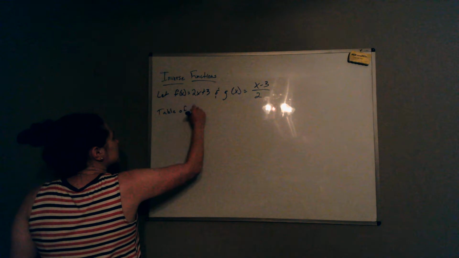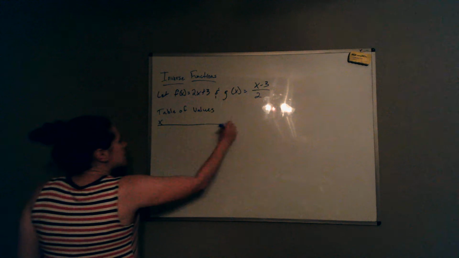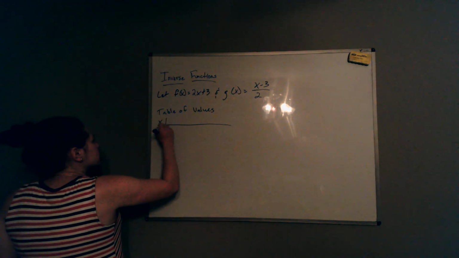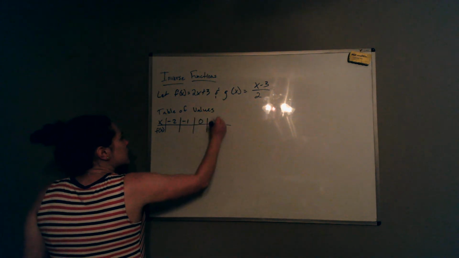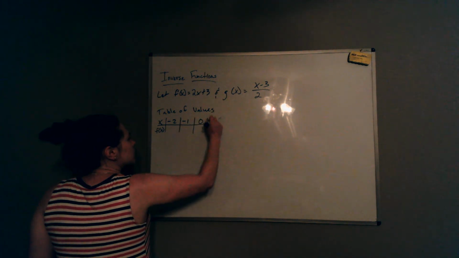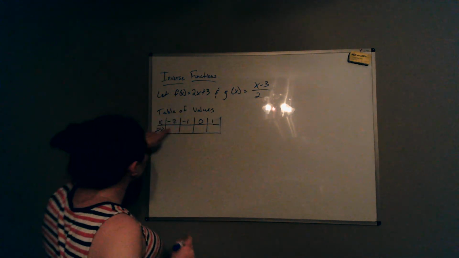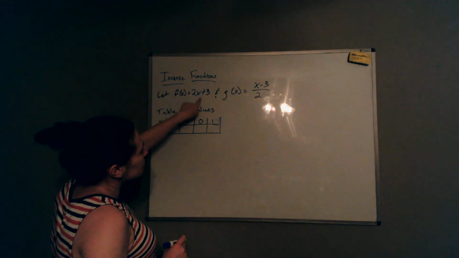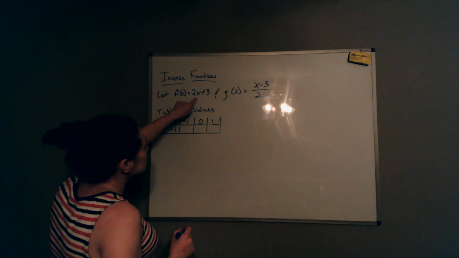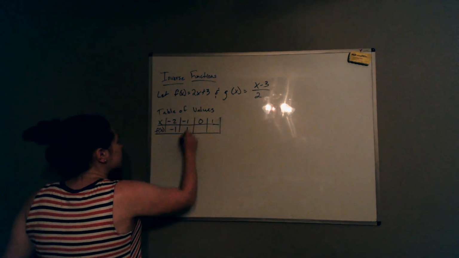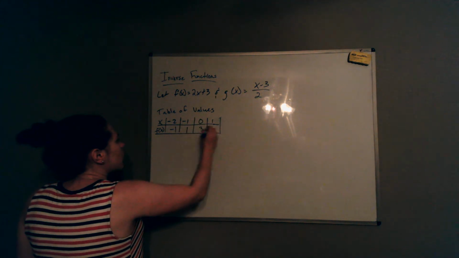Now I'm going to specifically give you values I want you to plug in. For function f of x, I want you to plug in -2, -1, 0, and 1. Let's do that now. We're going to plug in -2. 2 times -2 is -4 plus 3. That gives us an output of -1. Plug in -1. 2 times -1 is -2 plus 3. Gives us an output of 1. Plug in 0. We get 3. Plug in 1. We get 5.